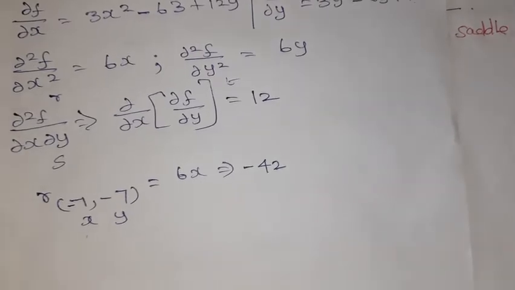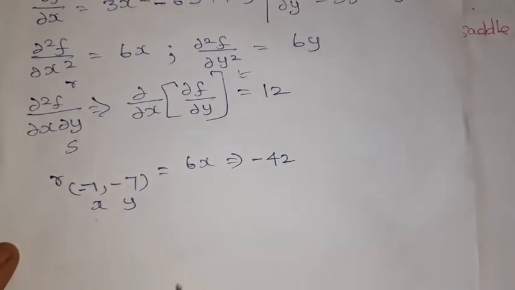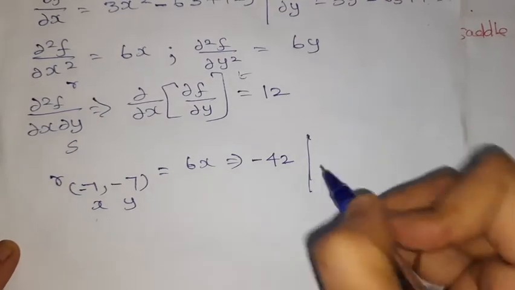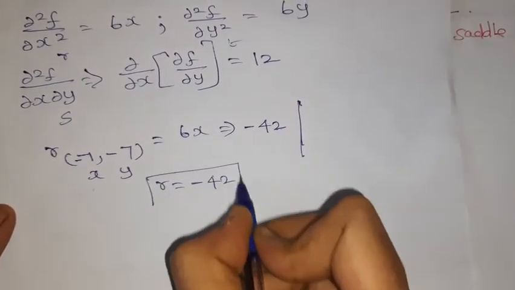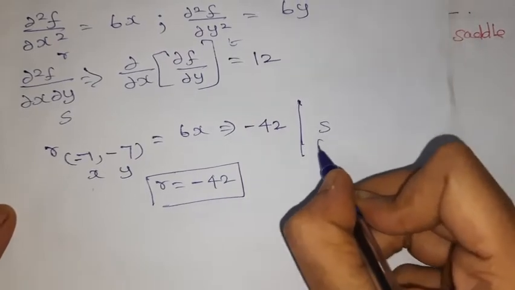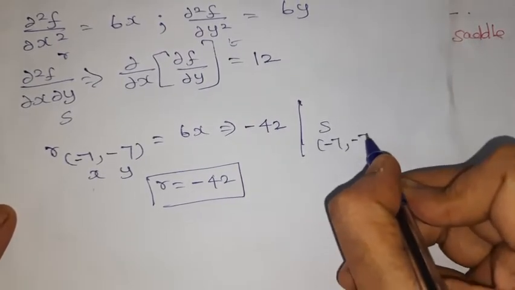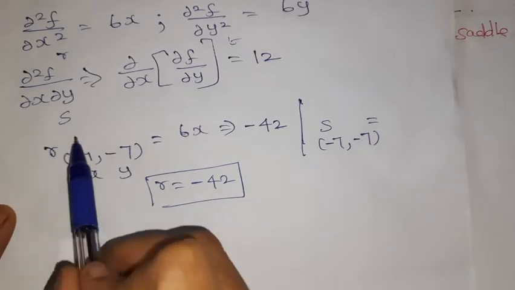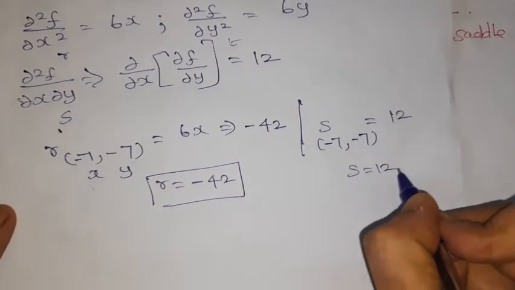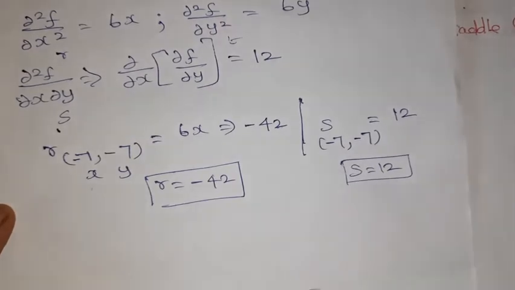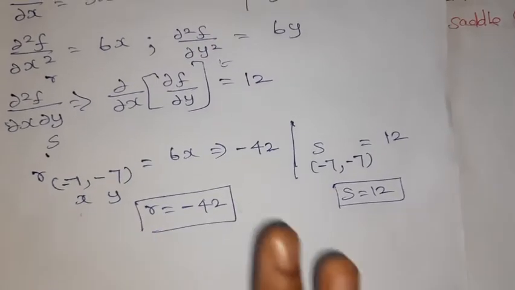R value is minus 42. Then we need to find out the S value. R equal to minus 42, I am writing here. Then what is S at this point? At minus 7, minus 7, S is nothing but 12. It is a constant, so S equal to 12 alone. There is no x and y term, so S will be simply 12.